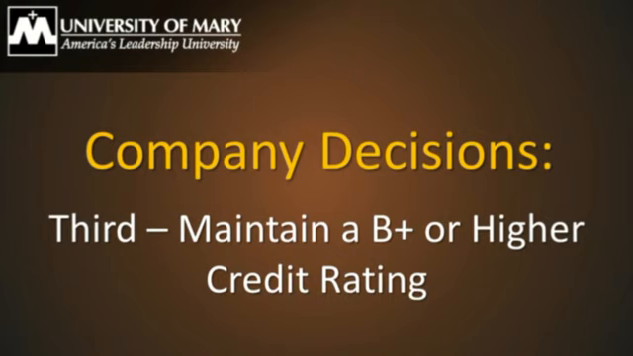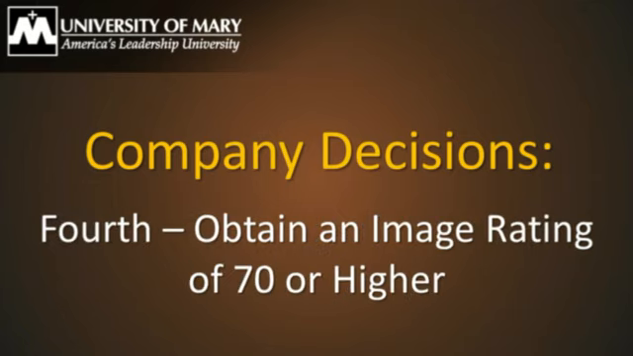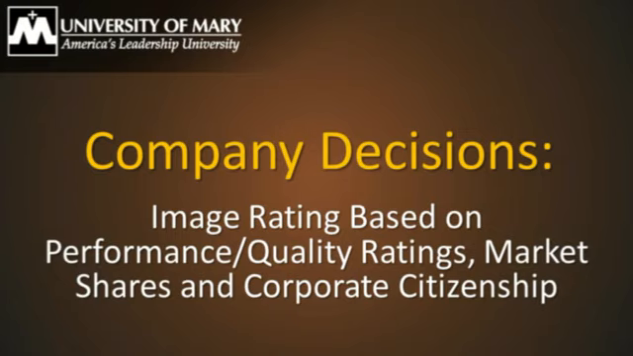The third is maintaining a B+ or higher credit rating. All companies will start with a B+ credit rating at the end of year 5. The fourth criteria is obtaining an image rating of 70 or higher. An image rating is based on performance quality ratings, market shares, and corporate citizenship. All companies will start with an image rating of 70 at the end of year 5.